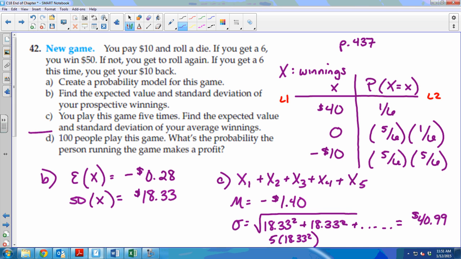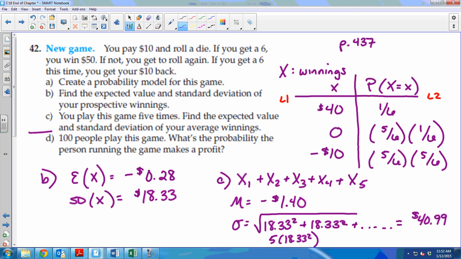100 people play this game. What's the probability that the person running the game makes a profit? First of all, it's saying the person running the game makes a profit. So I want to use the information I already have. I don't want to make a completely new model. I just don't feel like it. So I want to use what we have.